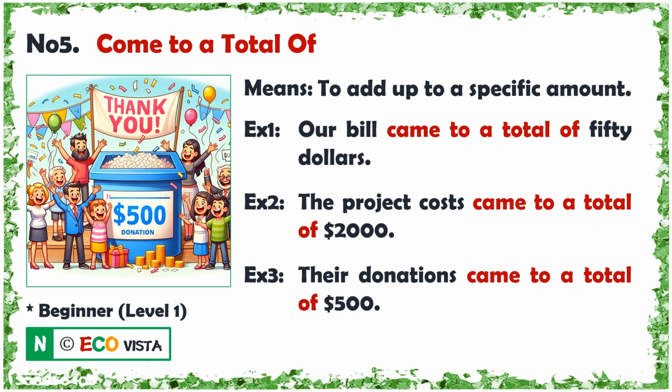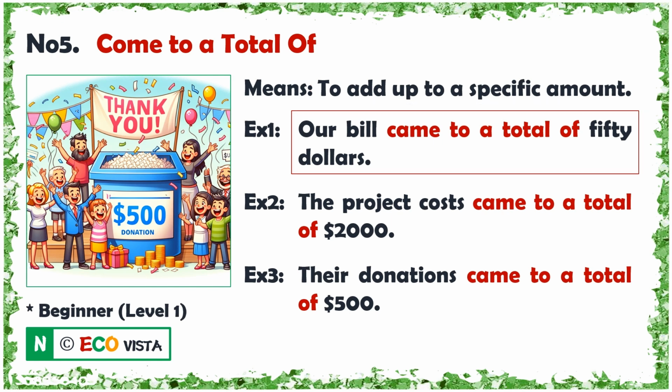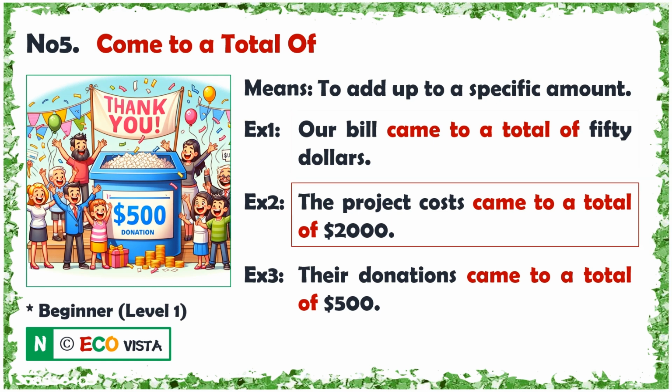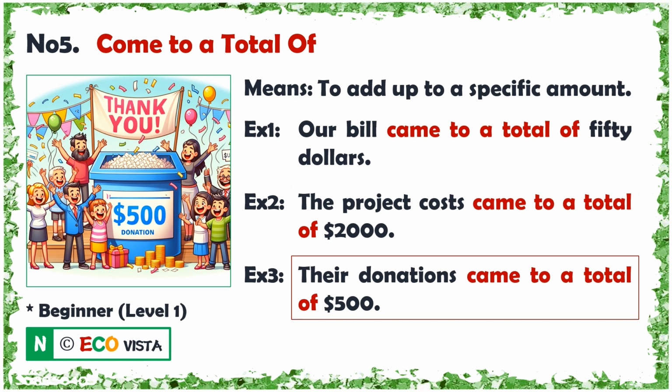Number 5, come to a total of. It means to add up to a specific amount. Our bill came to a total of $50. The project costs came to a total of $2,000. Their donations came to a total of $500.